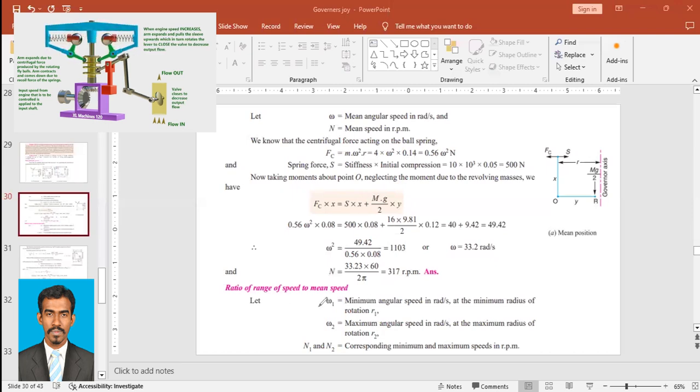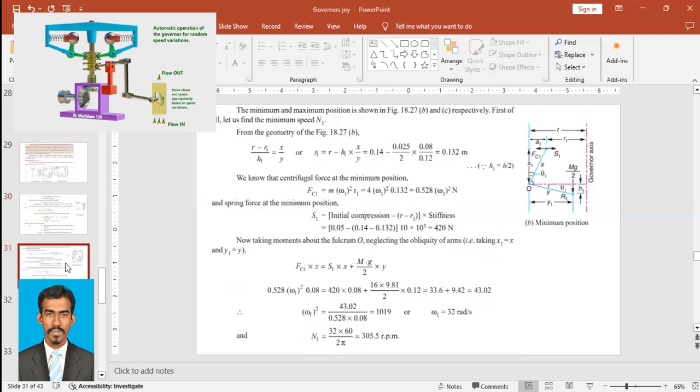Let us assume omega 1 is the minimum angular speed in radian per second at minimum radius of rotation r1, and omega 2 is the maximum angular speed in radian per second at maximum radius of rotation r2. These are the usual notations we take. At minimum position, the angular velocity is omega 1, radius is r1. Similarly, at maximum position, the angular velocity is omega 2, and the radius is r2. And n1 and n2 are the corresponding minimum and maximum speeds in RPM. So these are our usual notations. Now we will calculate it in a similar way.